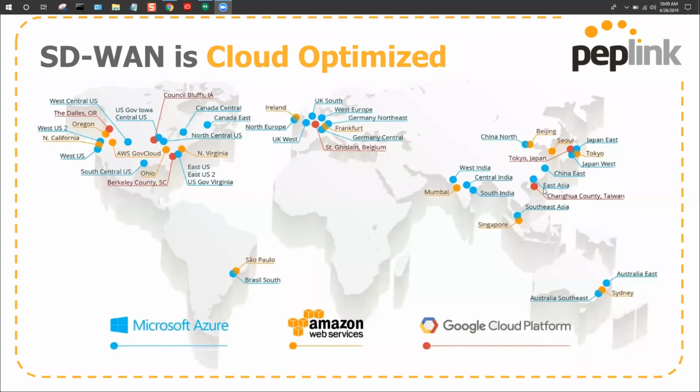An SD-WAN router is cloud optimized. In the example here, you see our Fusion Hub, which is our virtual SpeedFusion termination point, having the ability to be deployed on any of the major cloud platforms on the market, Azure, AWS, GCE, and we can do this all over the world quickly.